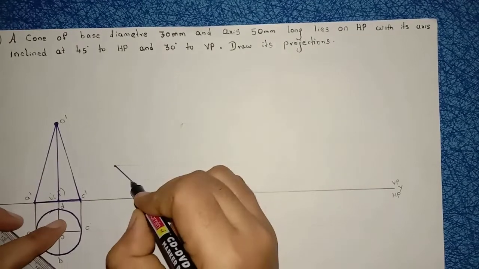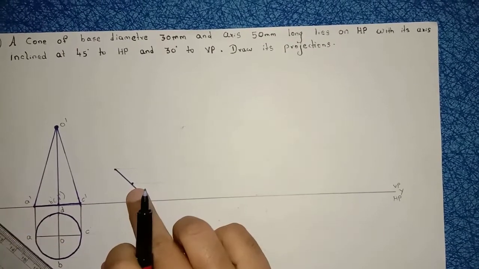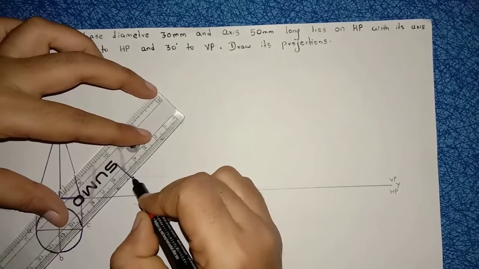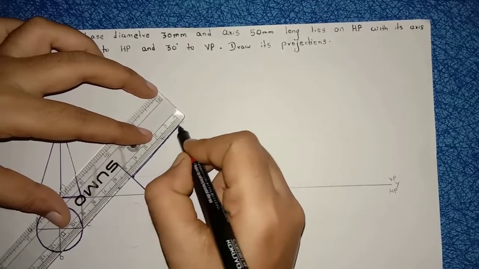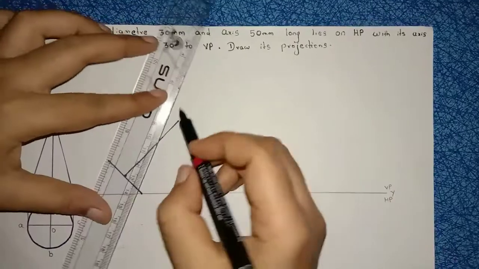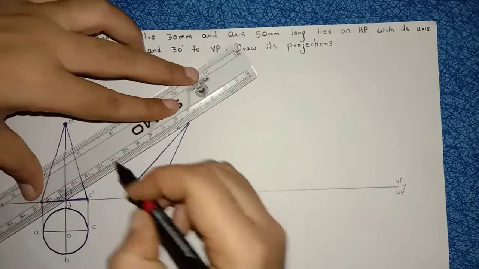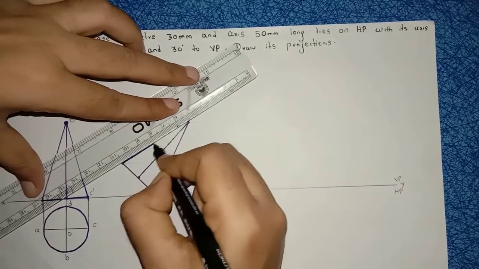Now mark the midpoint. Place your protractor on this midpoint, mark 90 degrees, and the axis height is here 50 mm. Now join this one. I am constructing the same pyramid here with the base at 45 degrees.